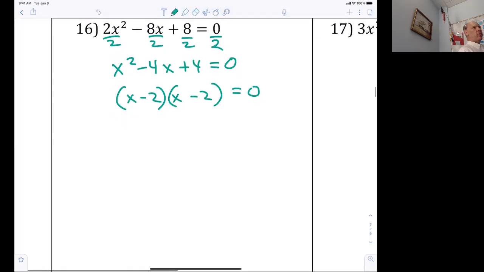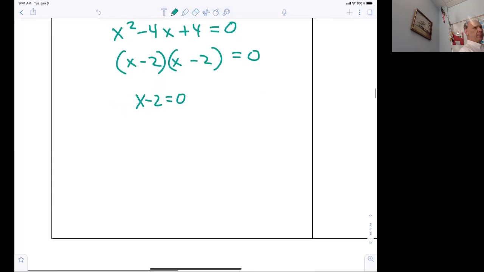So now I want everybody to write this. X minus 2 equals 0. Do I have to write x minus 2 equals 0 twice? No, because it's the same answer. So I'm telling you right now, x equals 2. And then right next to it, I want you to write, it's called a double root. Root is the fancy word for the answer. They decided to call it roots.